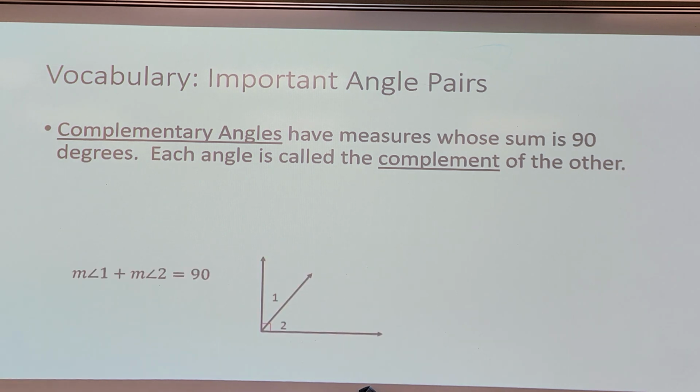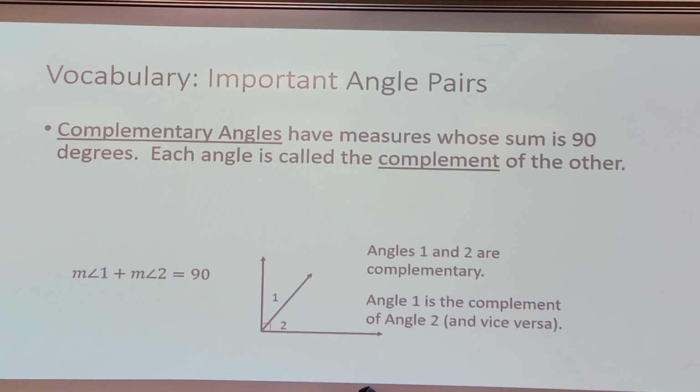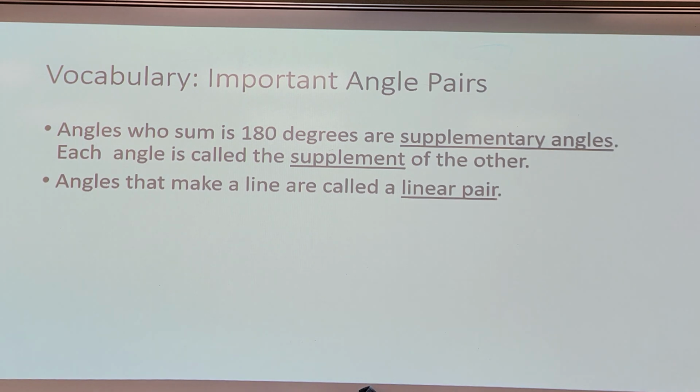All right, angles 1 and 2. Their measures add up to 90. Angles 1 and 2 are complementary. Or you can say angle 1 is the complement of angle 2. Angle 2 is the complement of angle 1. Next we have supplementary angles. These are sometimes called a linear pair.